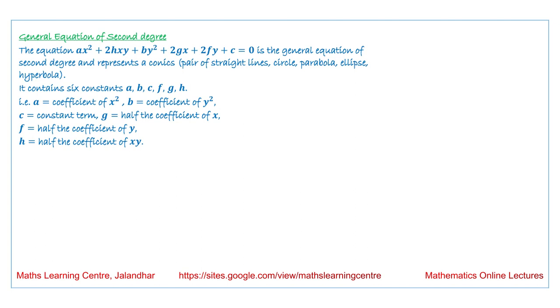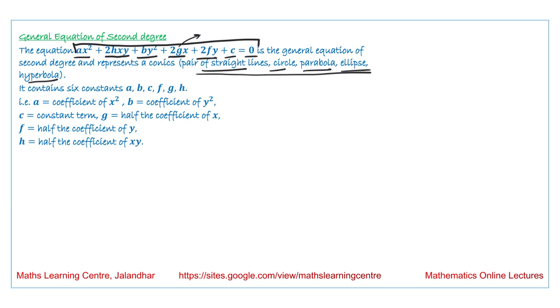It is of the form ax square plus 2hxy plus by square plus 2gx plus 2fy plus c is equal to 0. This equation can represent a straight line, a pair of straight lines, a circle, a parabola, an ellipse or a hyperbola. It depends upon the conditions on these coefficients a, h, b, g, f and c, and depending upon these coefficients it can represent any of these curves.